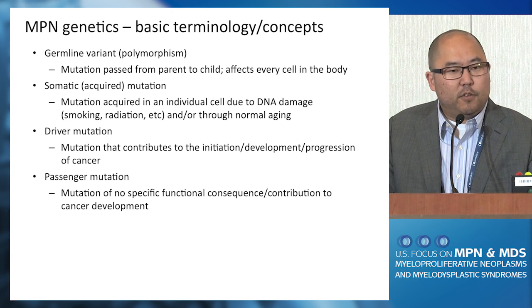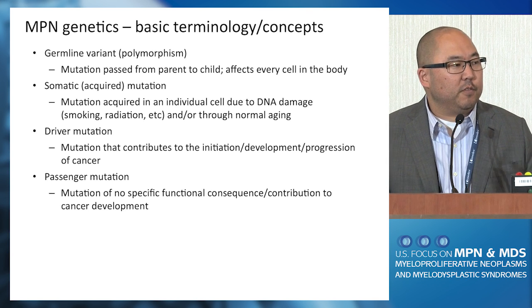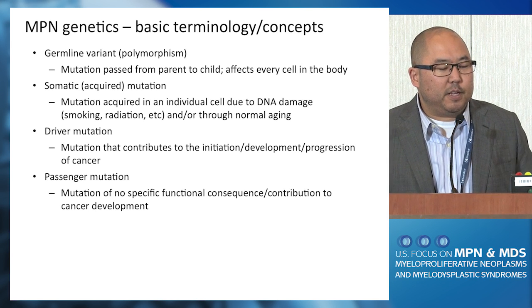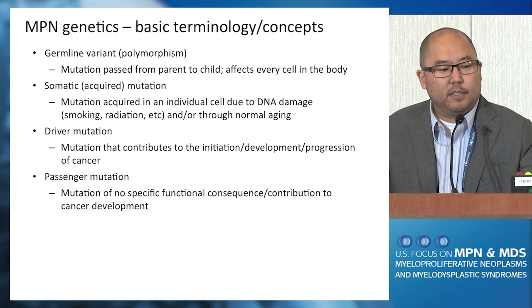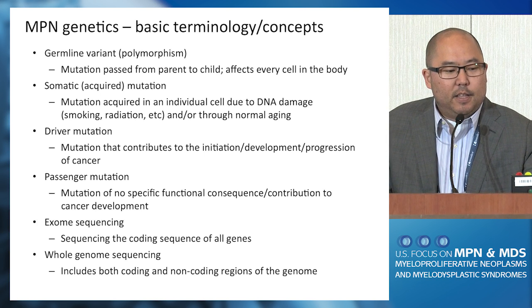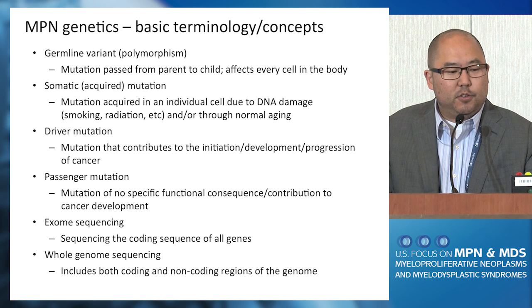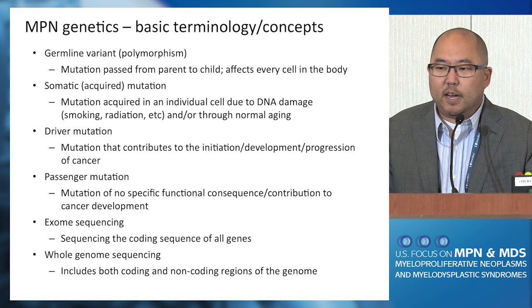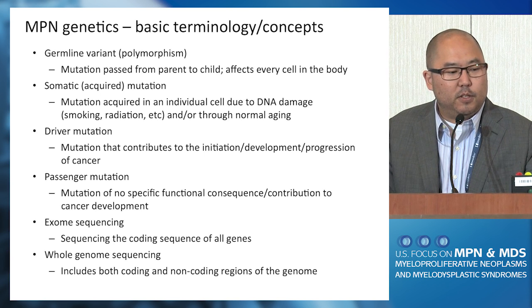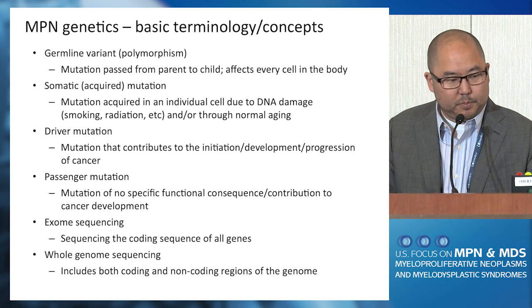We use the terms driver and passenger mutations to distinguish those mutations. Driver mutations are thought to be pathogenic, actually contributing to a specific cancer, versus passenger mutations, which are along for the ride. Those are mutations that occur, but don't necessarily have any functional significance. The term exome sequencing refers to looking specifically at the coding regions of all the genes, versus whole genome sequencing, which covers the entire genome. There are different reasons why you might want to use either of those technologies.